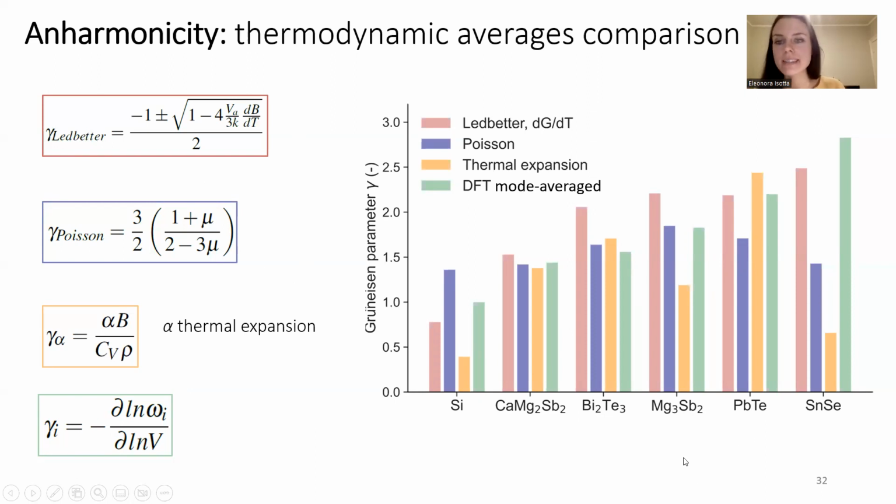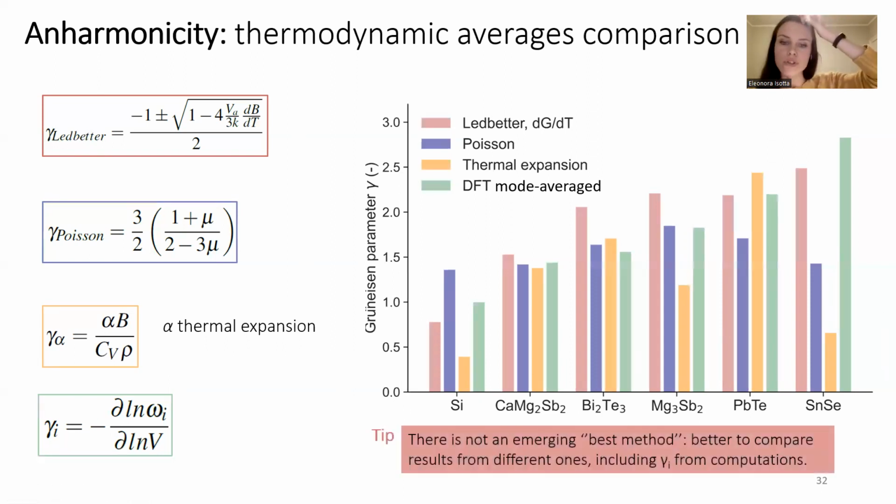So again, what we can see is that general trends will hold. For example, silicon will always be predicted as relatively harmonic, while materials like lead telluride will be predicted as anharmonic, high Grüneisen parameter. But we can see that there are significant variations method to method. So from this analysis, the emerging answer is that there's not a best method. If we want to compare different materials, probably we should use multiple methods and always have consistency in the methods that we use.